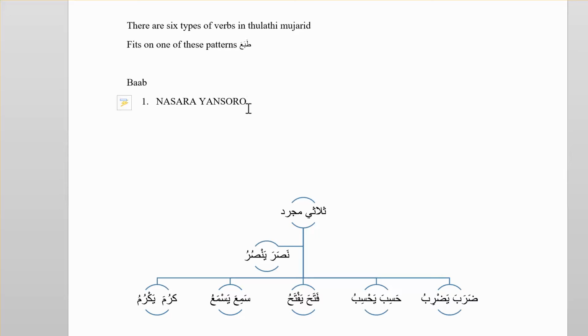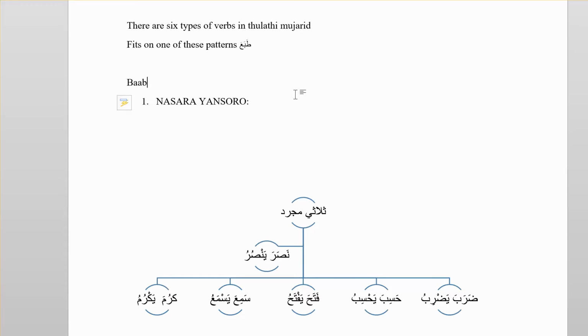Yansuru. Now what that means is, any verb that comes on this bab, you will have to pronounce it in the same way you pronounce nasara, with a fatha on the fa kalima, a fatha on the ain kalima, and a fatha on the lam kalima. And then when you want to put it in mudari', you'll read it the same way, like yansuru. You would read yatbukhu or yatba'u, for example, on the same pattern as this word here. That's what it means by a bab.